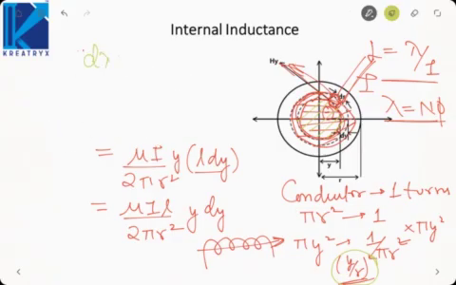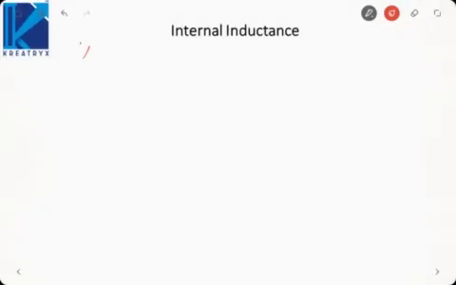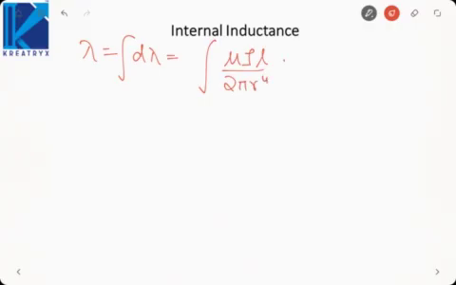So d lambda is d phi into (y by r) whole square. That is mu I L by 2 pi r^4 y cube dy. That is the differential flux linkage, or a small flux linkage. To determine the total flux linkage, we will have to integrate d lambda. That is, we have to integrate mu I L by 2 pi r raised to power 4.